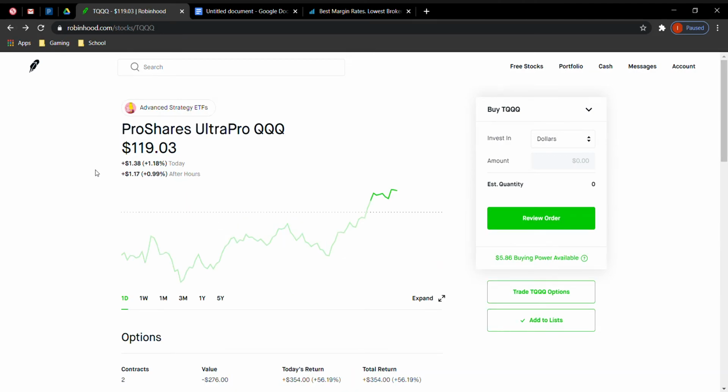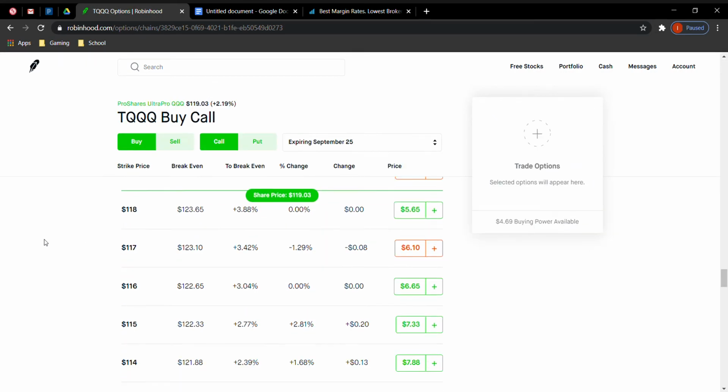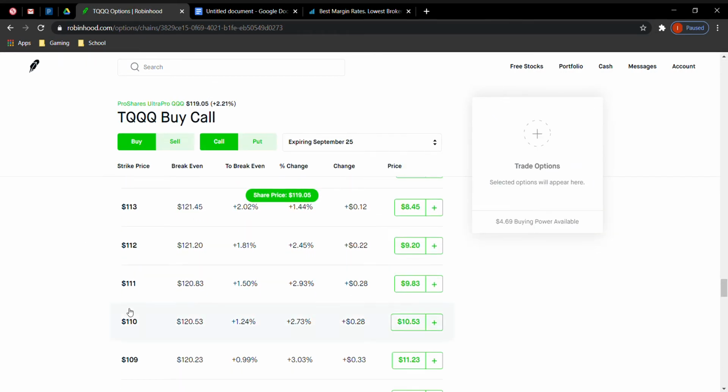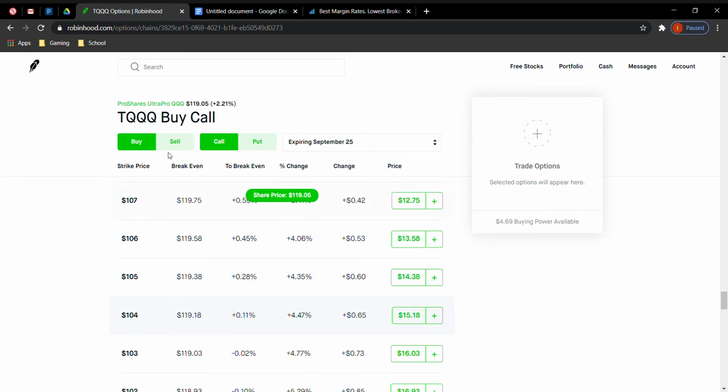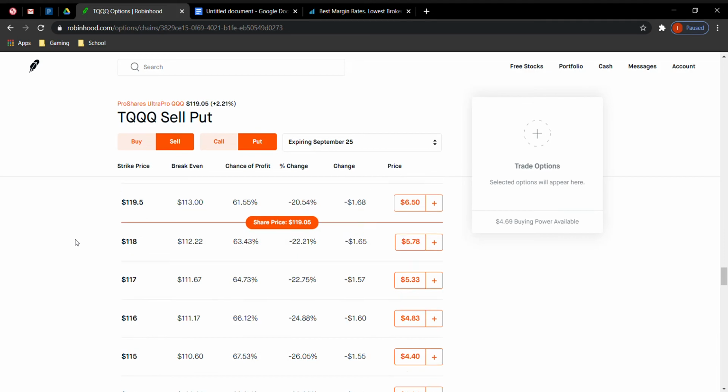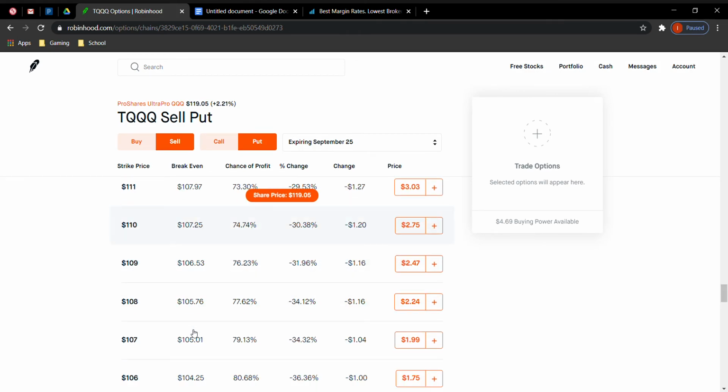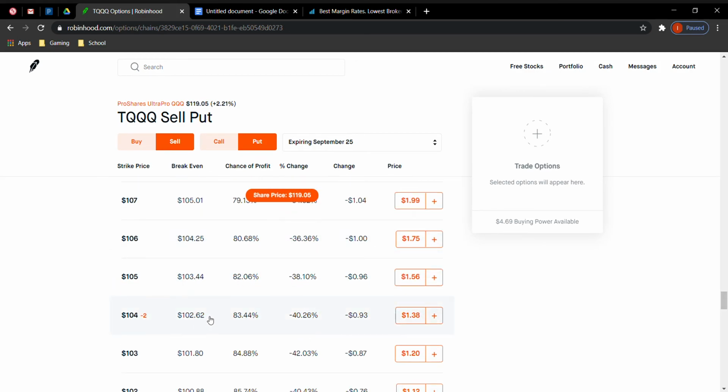So like I said, if we go through TQQQ here, look at the options. When I did pick this, it was at about 110 or 111. So like I said, I did pick the strike price here. I put a strike price at 104. So like I said, I have two contracts.